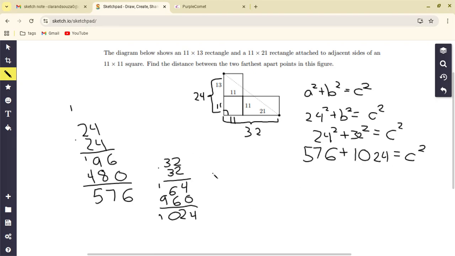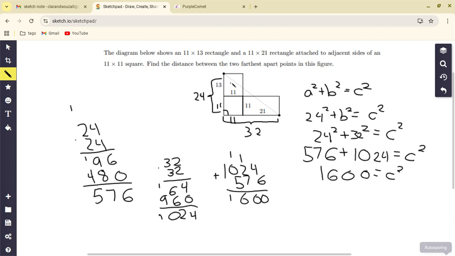And now if we add up those two numbers, we get that 1,024 plus 576 is equal to, let's just solve this real quick, 7 plus 3 is 10, carry the 1, 1,600. And 1,600 is equal to c squared. However, we are solving for c, the length of the longest side, not c squared. So to get rid of this squared, what we want to do is to square root it.